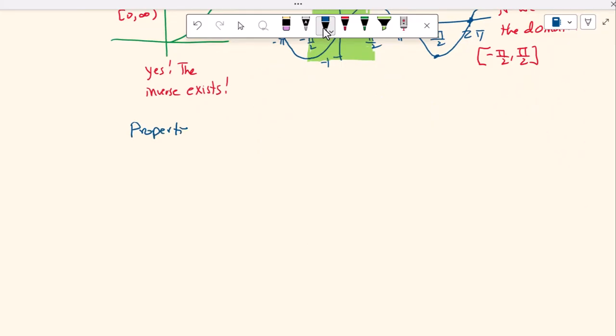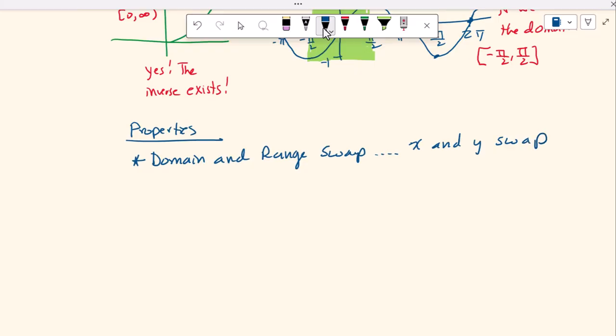The most important one that comes up a lot is that the domain and the range swap. So this would be the same as saying the x and y swap. So let's say I had some function. I'm just going to make up a few points here. And I'm going to talk about input and output here instead of domain, range, or x, y.